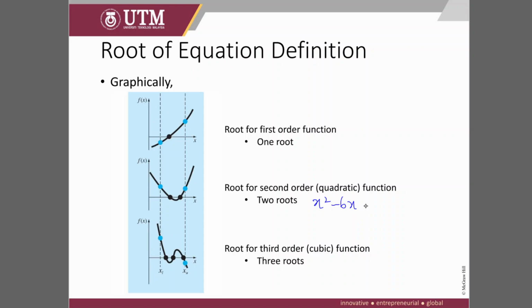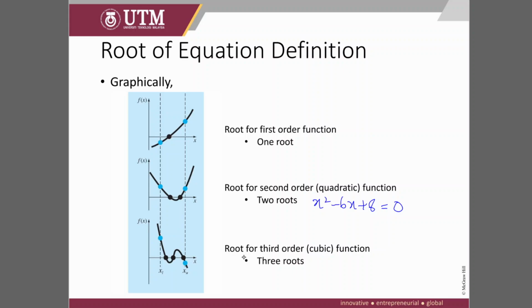Minus 6x plus 8 equal to 0. So there are two roots. Look at this, the roots are minus 2 and 4, right? So two roots because of the x square here. The order is second order.